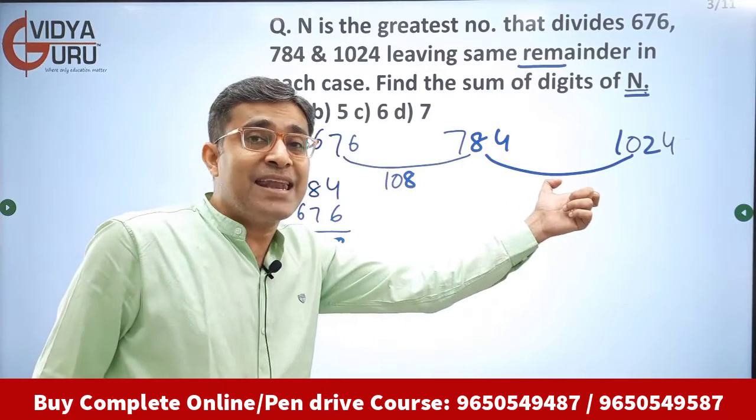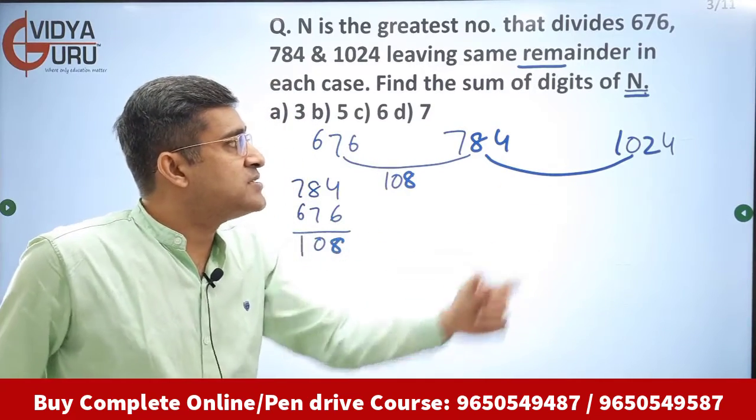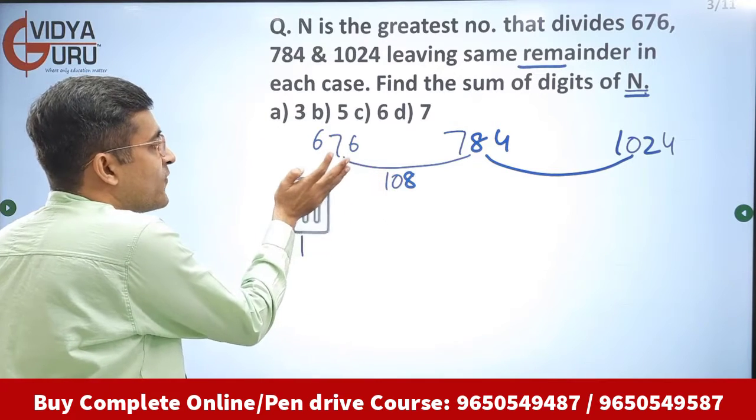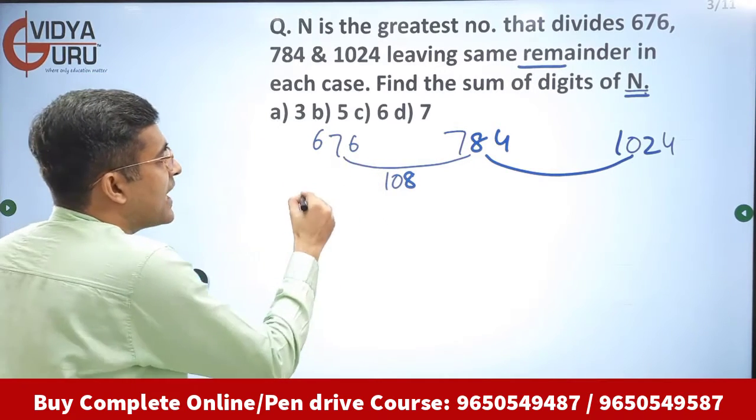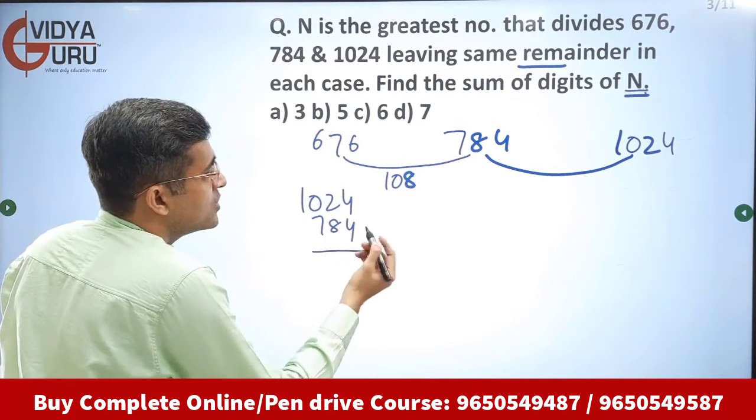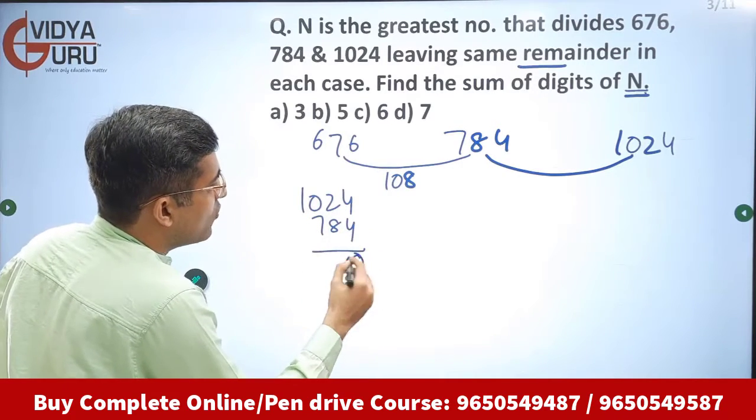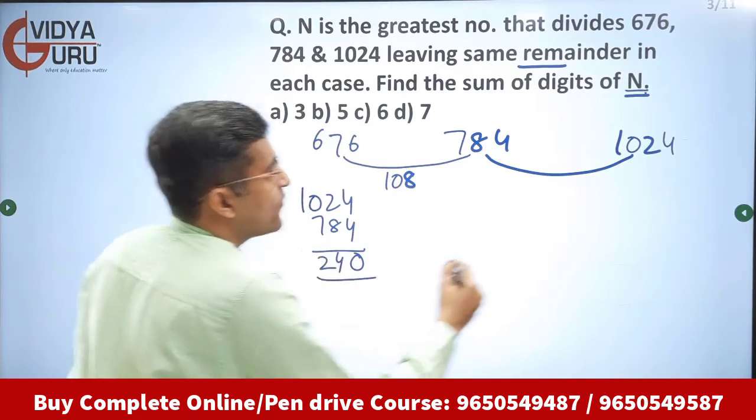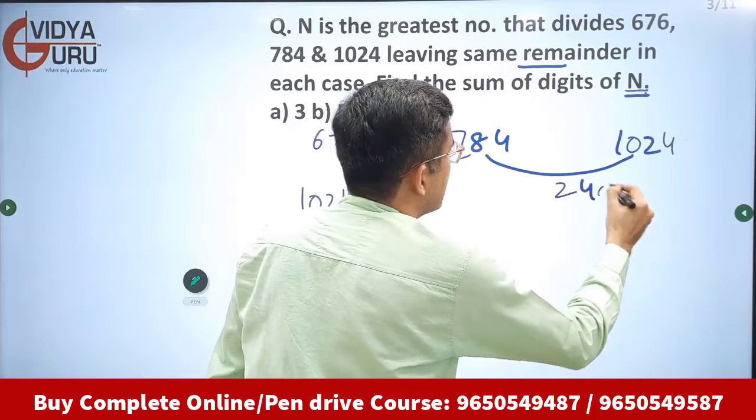Sure. Now look at the next pair. What is the next pair? 1024 and 784. So let's look at the gap. Keep solving along with me. 784. So 4 minus 4 is 0. It becomes what? 12 minus 4. So it is 240.